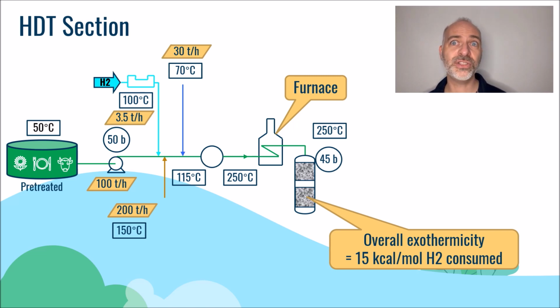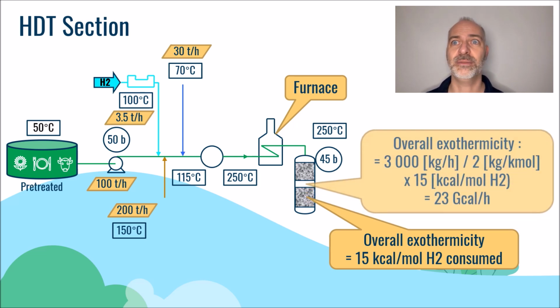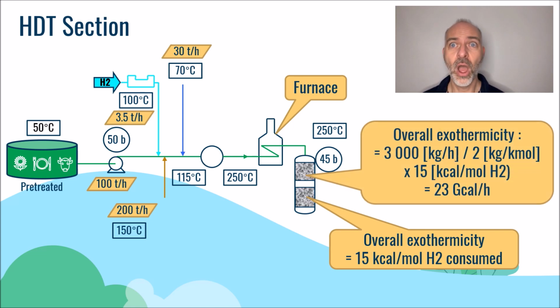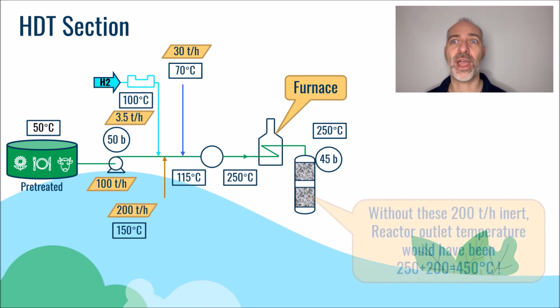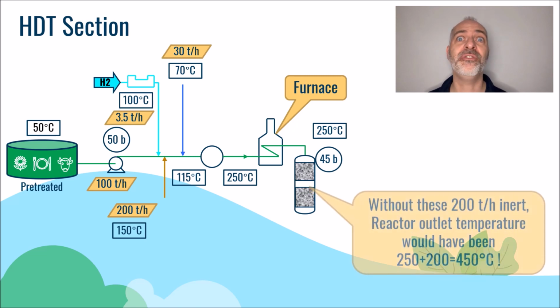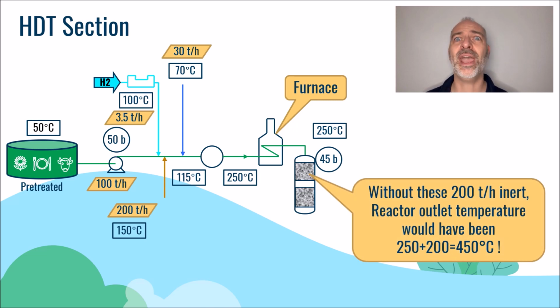In our case, we consumed about 3,000 kilograms per hour of hydrogen, or about 3,000 divided by 2, which is the molecular weight of hydrogen, or a quantity of energy produced of about 23 gigacalories per hour. Remember, we considered the injection of 200 tons per hour of liquid inert at the process inlet. If we had not had this injection, we would have a temperature rise of 200 degrees C, or 450 degrees C at the reactor outlet, which is far too important to ensure the stability of the catalyst.